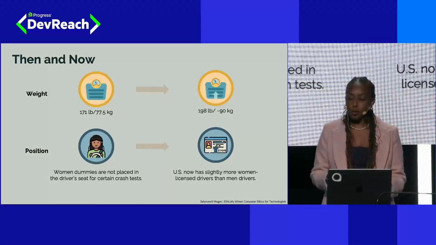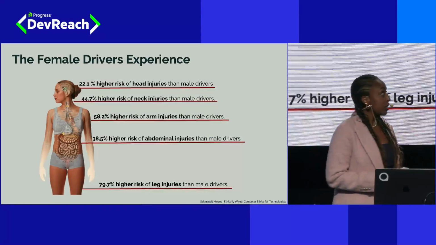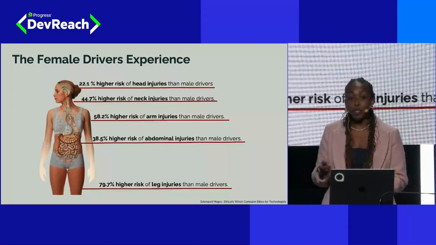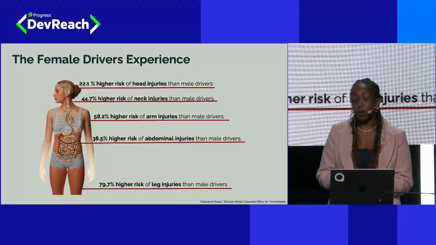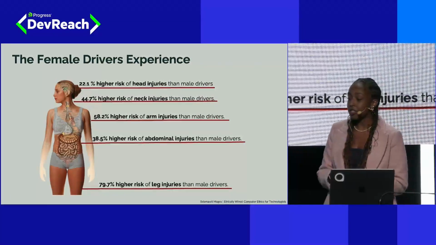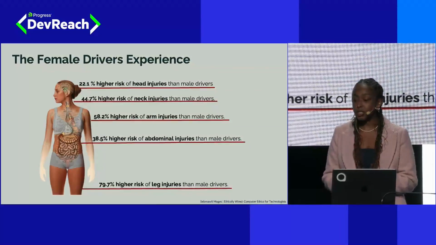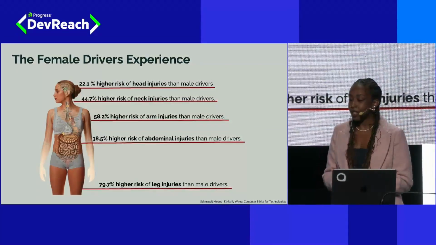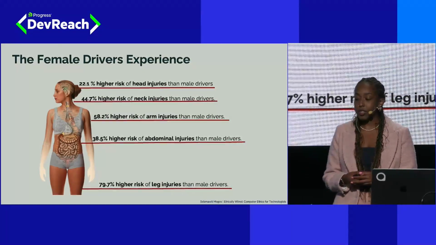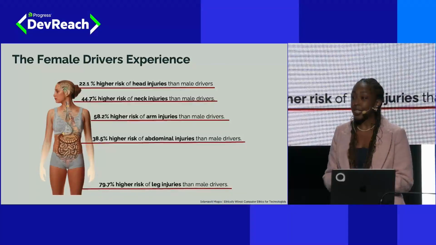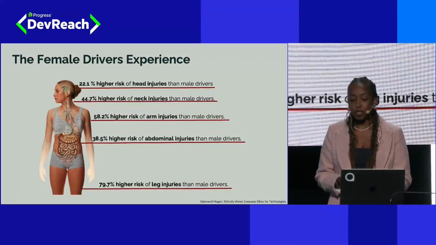Now, what are the consequences of all this? We can really see it from head to toe. Notice that starting from the top, women have a 22.1% higher risk of head injuries, 44.7% higher risk of neck injuries, 58.2% higher risk of arm injuries, 38.5% higher risk of abdominal injuries, and 79.7, nearly 80% higher risk of leg injuries.